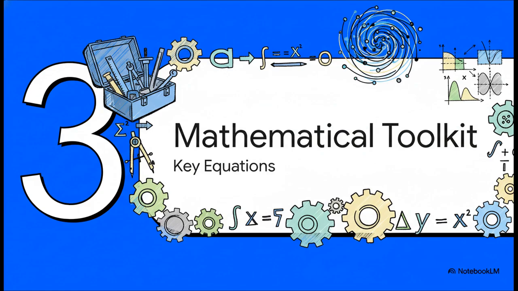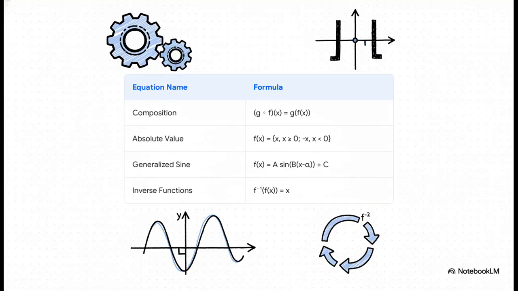This is where we put all that new vocabulary to work. These are the key formulas from Chapter 1 that you'll find yourself using again and again as we move forward. This first set of equations is all about how we can manipulate and combine functions. We've got composition, which is kind of like nesting one function inside another, the absolute value function, that super versatile generalized sine function, and the defining property of inverse functions. It's all about understanding how these functions relate to each other.